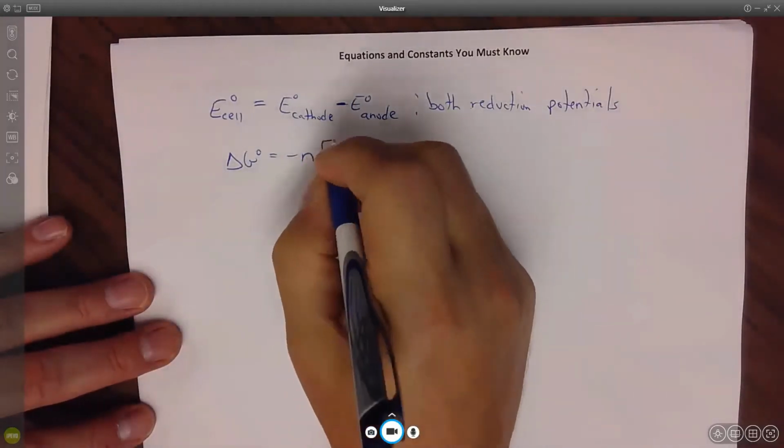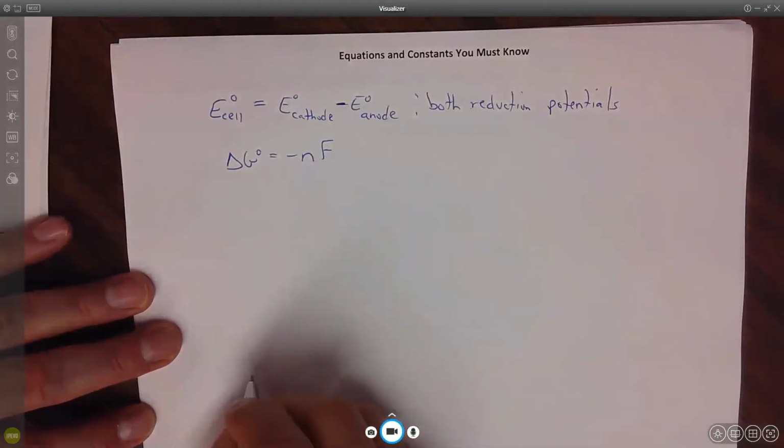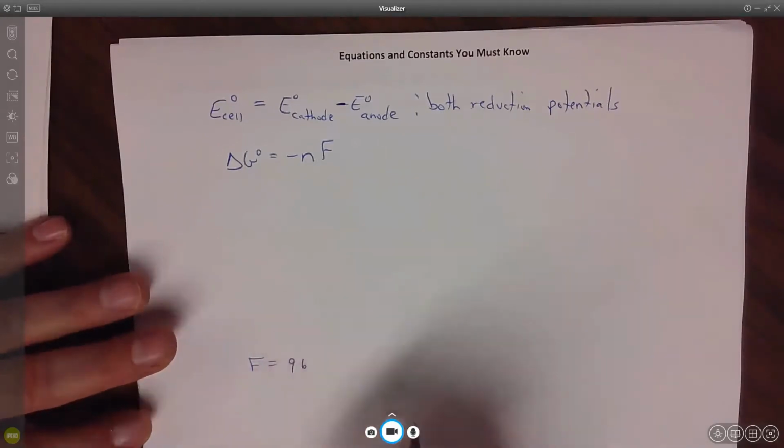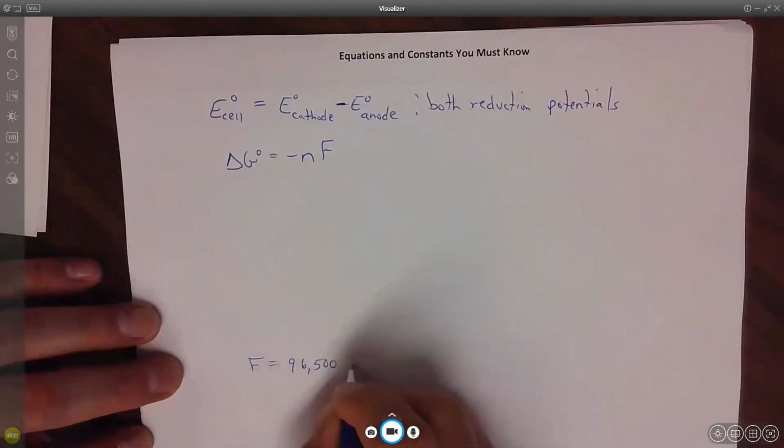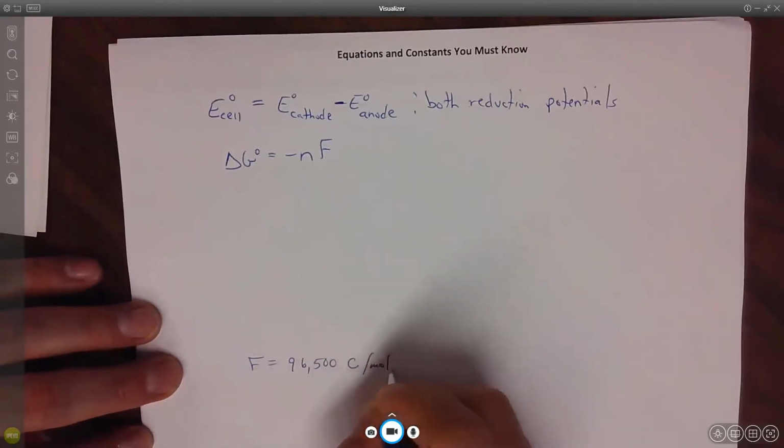F, of course, is just the Faraday's constant. And Faraday's constant, again, is simply the charge on 1 mole of electrons. And I only need you to know this to 3 sig figs. That's 96,500 coulombs. And that is per mole of electron.